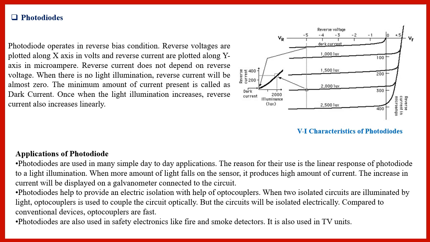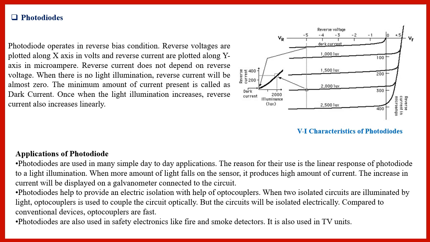When we haven't applied any light to a particular diode, whatever current is coming from the diode is known as the dark current, because we haven't applied any light. But when light is impinged on the diode and there is illumination of a certain wavelength, there will be a rise in the reverse current. When no light is there, the reverse current will almost be zero, which is known as the dark current. That minimum amount of current is known as the dark current.